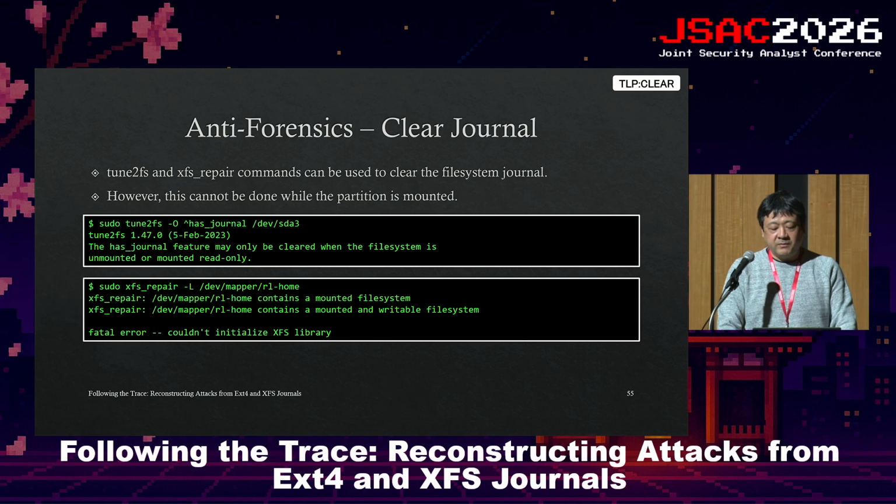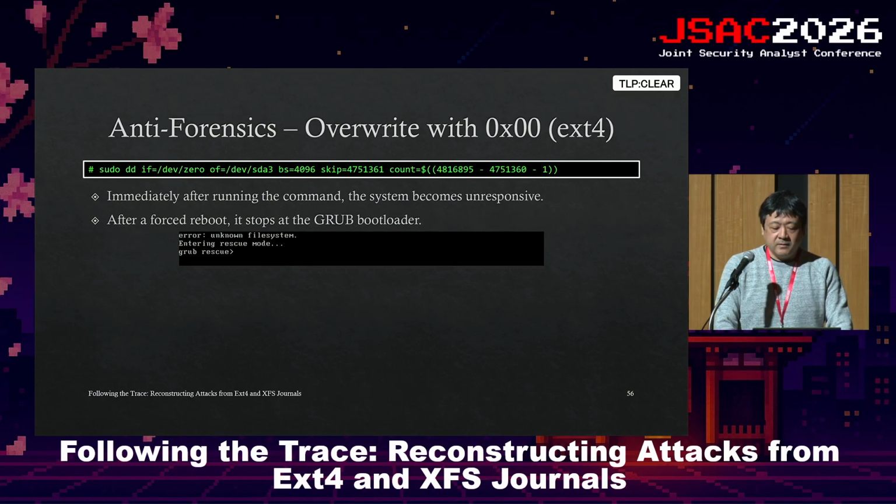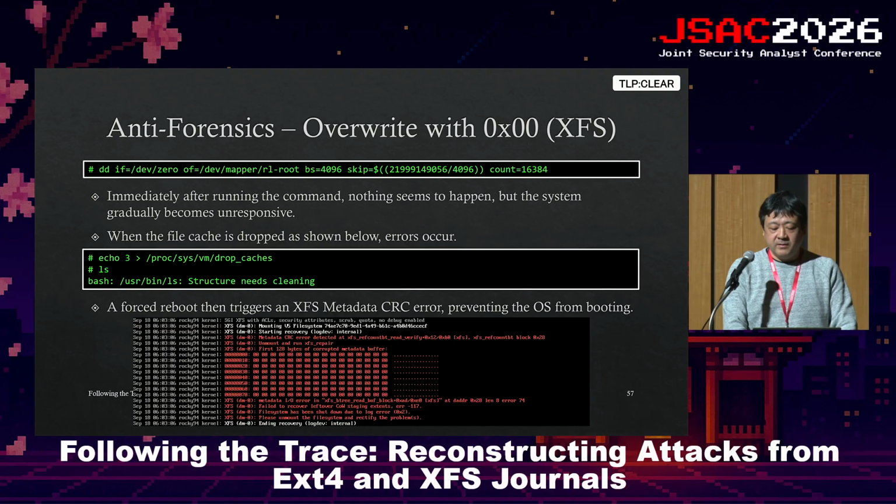First, we verify the method of deleting the journal. Ext4 and XFS journals can be cleared using the tune2fs and xfs_repair commands respectively, but these commands could not be executed on mounted partitions. So this has been a failure. Because we couldn't clear the journal, I tried forcefully overwriting the journal with 0x00 using the dd command. The file system is Ext4. I overwrote the area excluding the journal superblock with 0x00. The writing itself was successful, but the system hung immediately after command execution. After a forced reboot, the system could not start, so we judged that this method also was a failure.